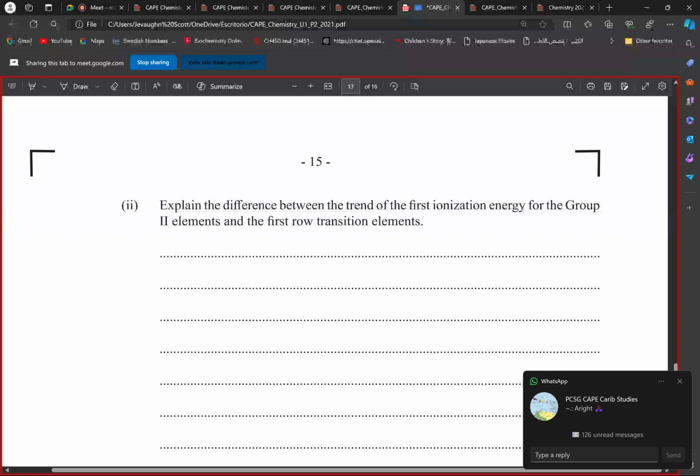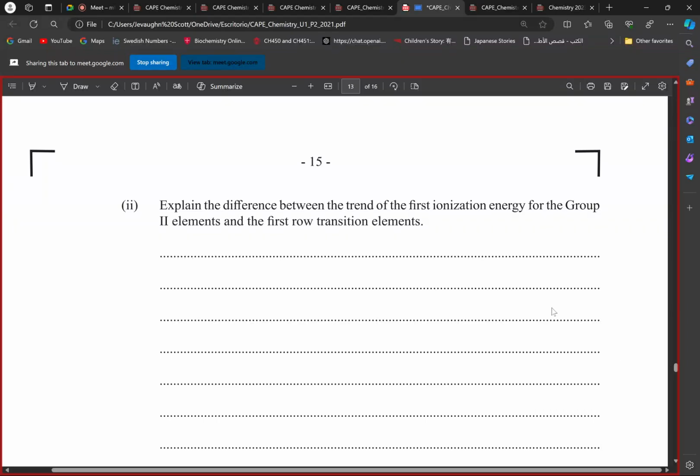Because for our transition elements, the atomic radius decreases, but not really by that much. But the nuclear charge is increasing along with them, so they have a higher nuclear charge compared to their group 2 element counterparts. Due to that high nuclear charge and smaller atomic radius, they have a higher ionization energy compared to our group 2 elements, which have a larger atomic radius and a smaller nuclear charge. So you should be able to explain those things.